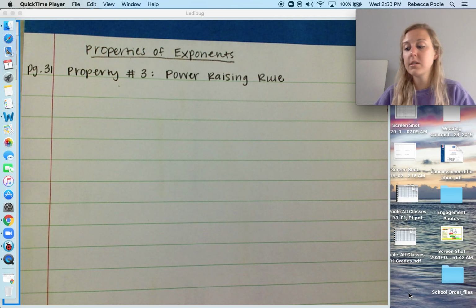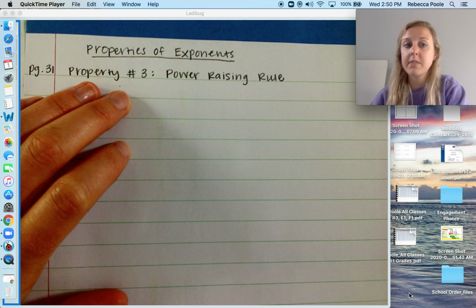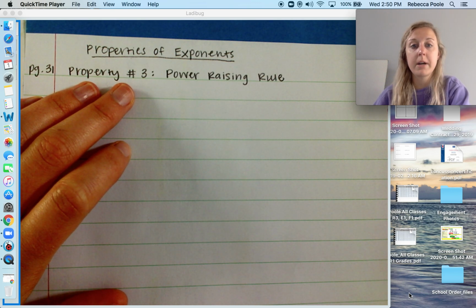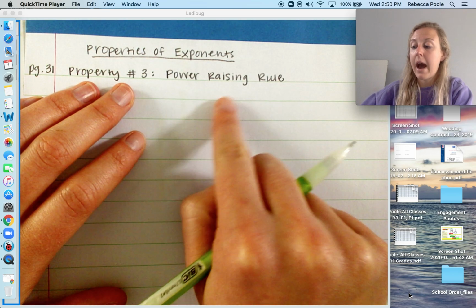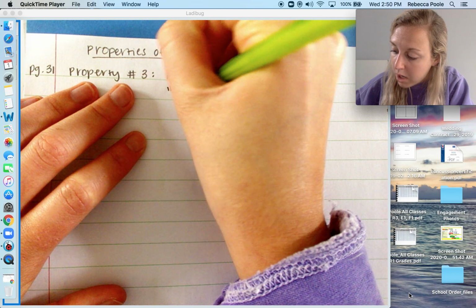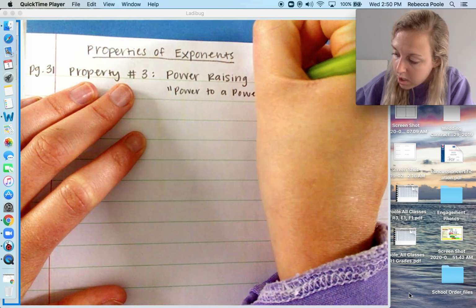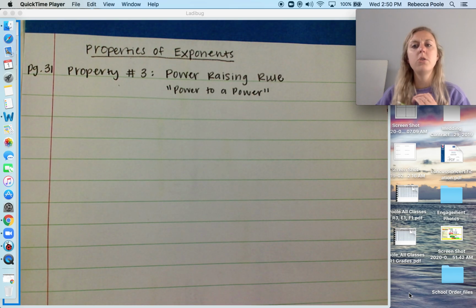So let's go ahead and get started with property number 3. We're still on page 31, properties of exponents. This is our third one we're learning about today. So this is called the power raising rule. You may also see it called power to a power. So let's talk about what you think that means.